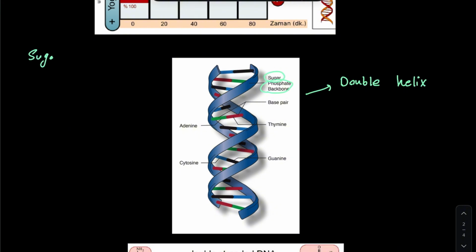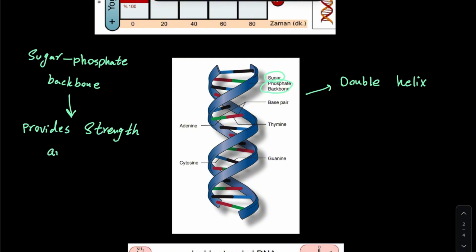Sugar phosphate backbone provides strength and stability to the DNA molecule. Got it, guys?